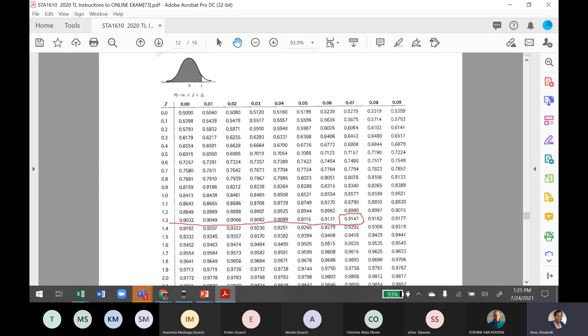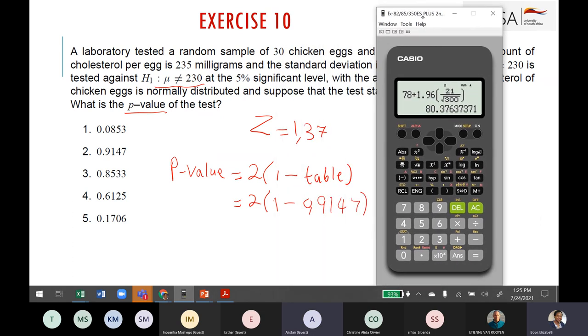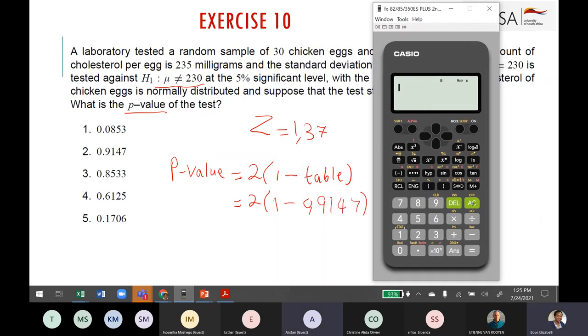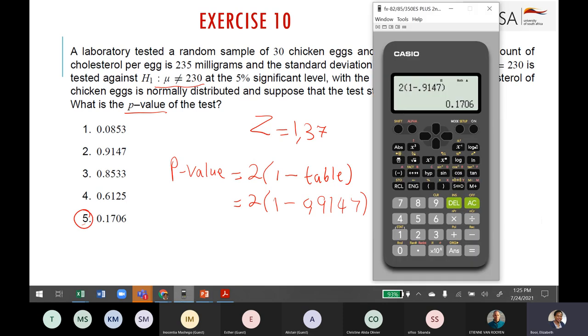I hope I'm doing it right. Okay, and what is the answer that you get? It's option number 5. It will be 2 times 1 minus 0,9147, which is 0,1706.